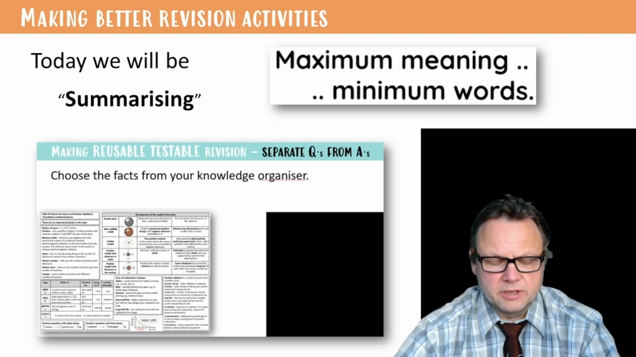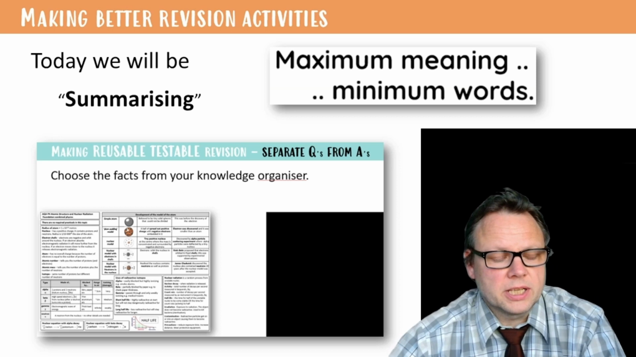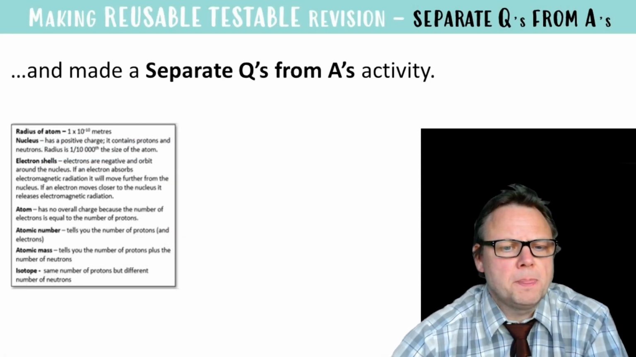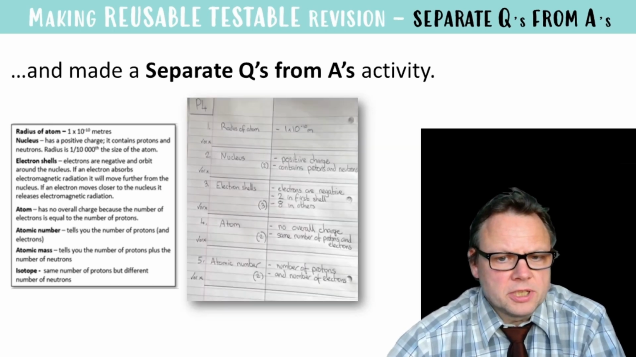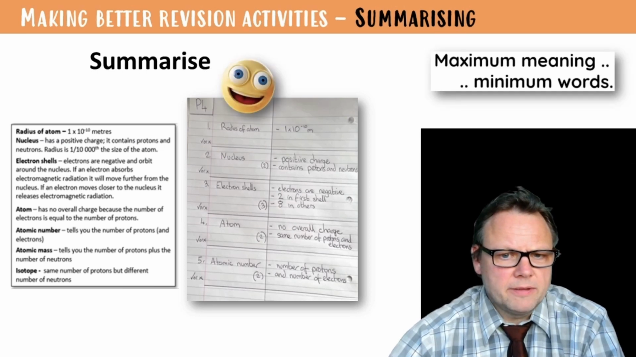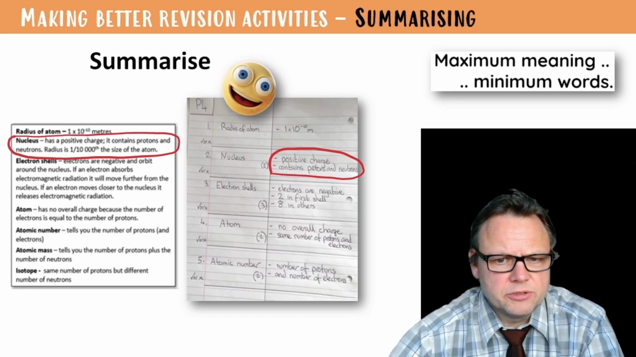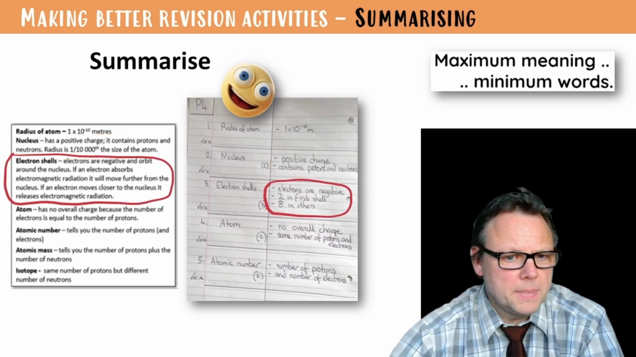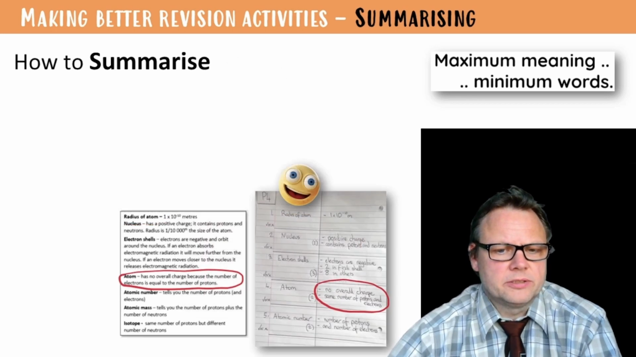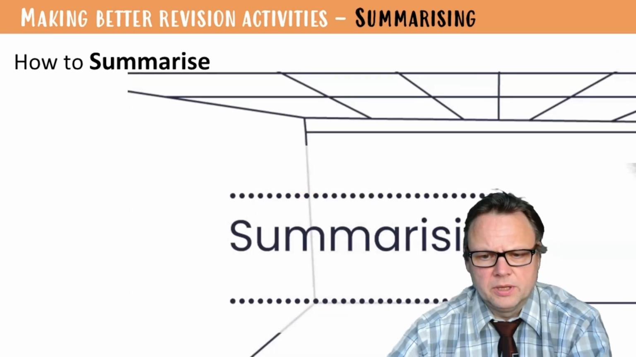All right, so let's have a look at an example of this. A while ago, we made a reusable testable revision activity, and there's our information there. It's already quite reduced down, but when I made the revision activity, I then reduced that down a little bit more. So if we have a look here, nucleus, got quite a few words there. I then reduced it to less words, what I thought was the important bits. Did the same for the electron shells. And the same for the atom there. So each time I read that, I tried to make it small, choose the important parts.